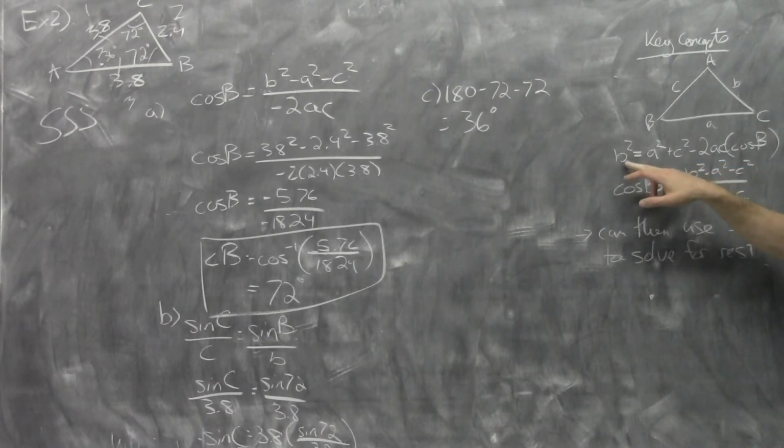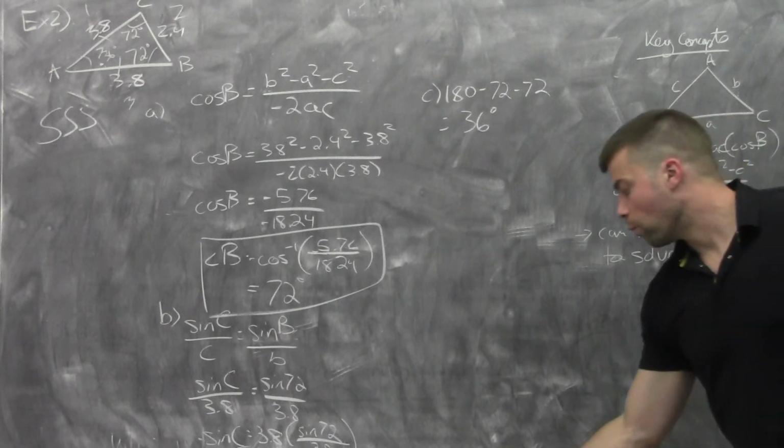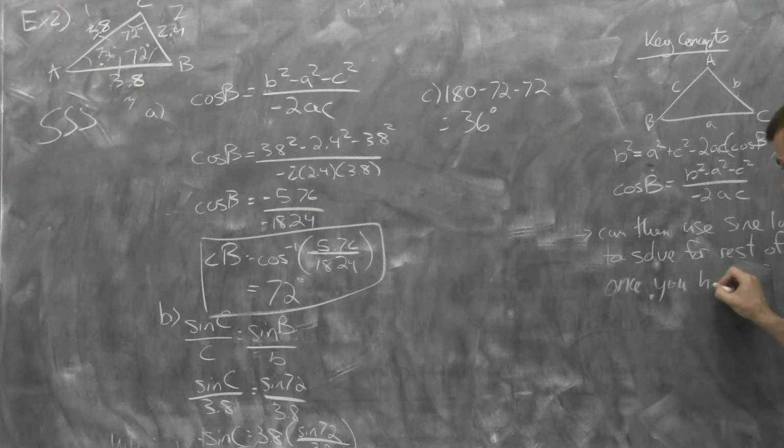Again, this can be written for A, B, or C. Just switch the other corresponding letters. Here it is again rearranged for the angle. And then you can use the sine law to solve for the rest of the triangle once you have an angle with opposite side.